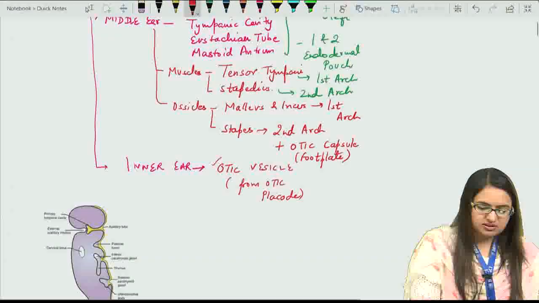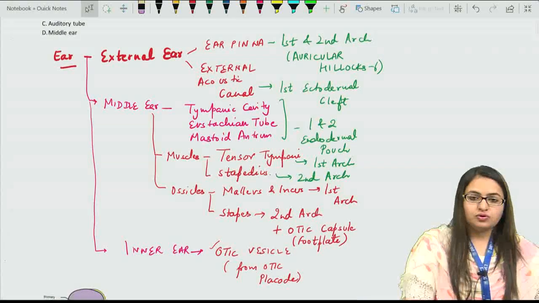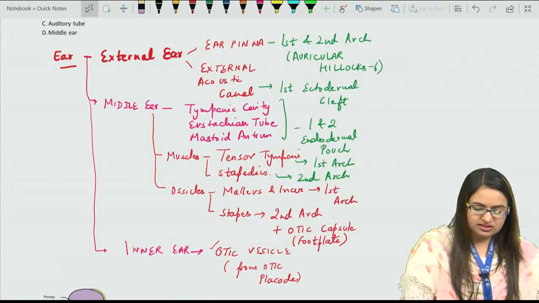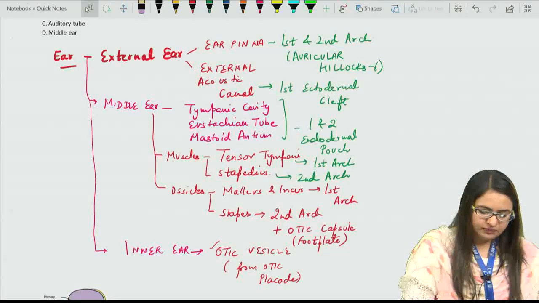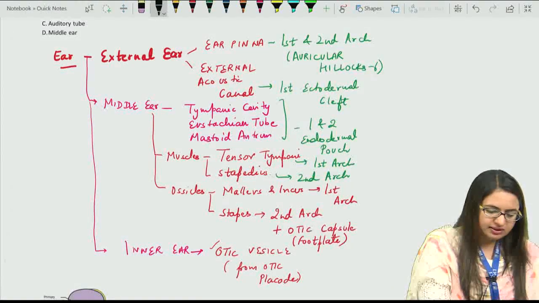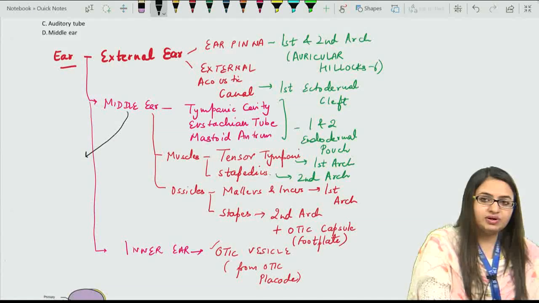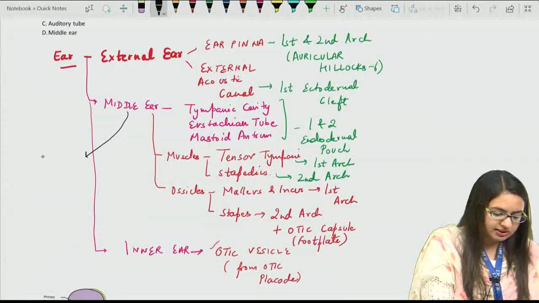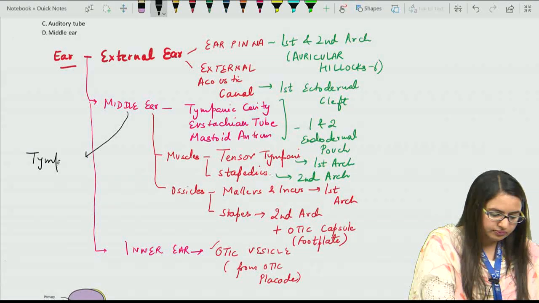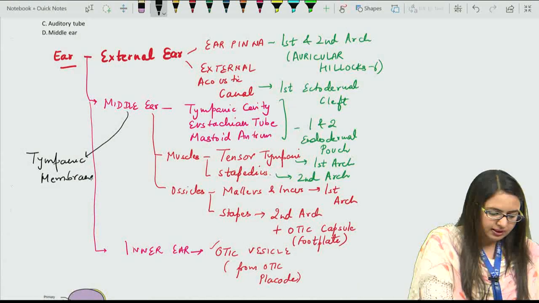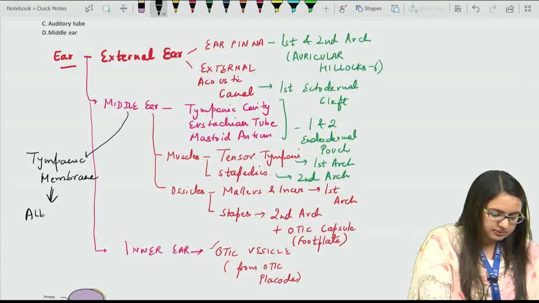So these are the structures. If we visualize the whole of the ear, it is derived in such a manner from the various components. In this, for the middle ear, the tympanic membrane is there towards the lateral side of the middle ear. And this tympanic membrane is derived from all the three germ layers.